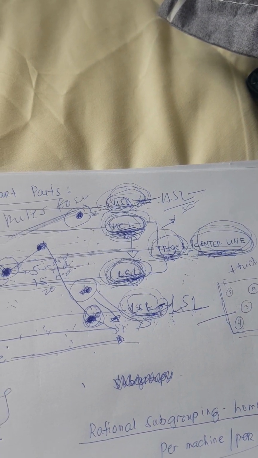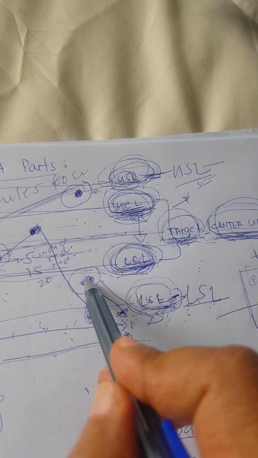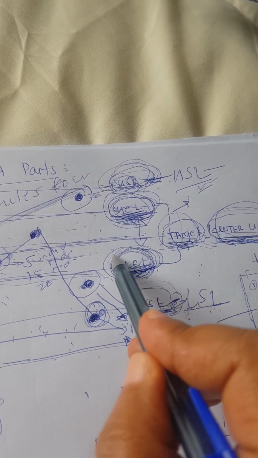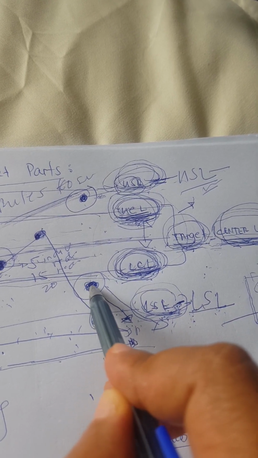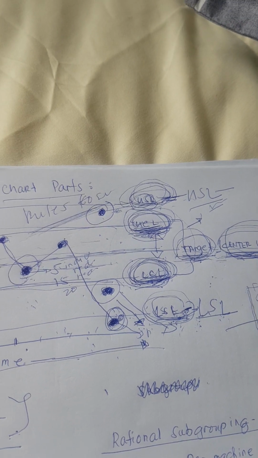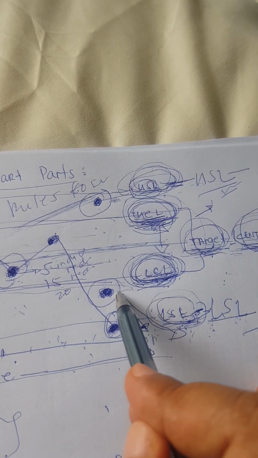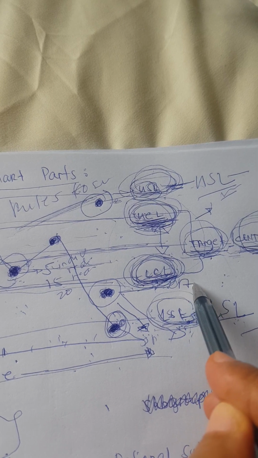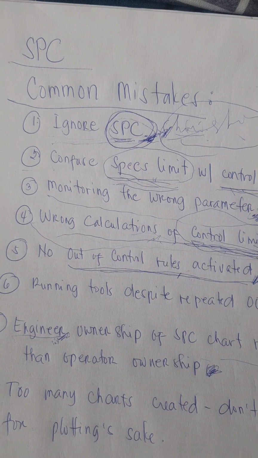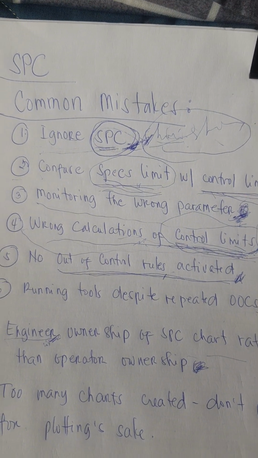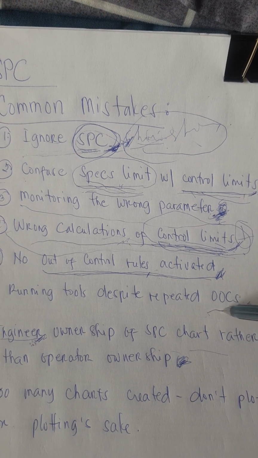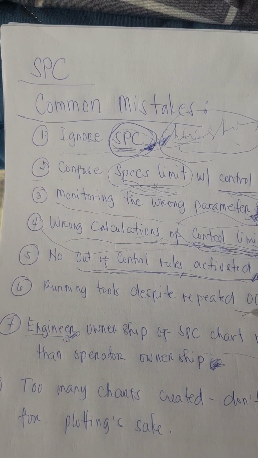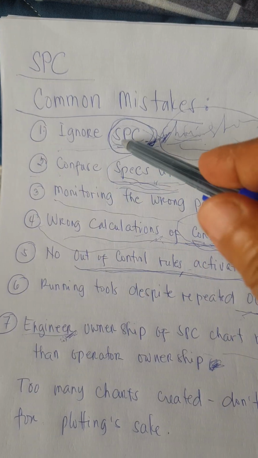So if ever we have points outside the control limits that we have implemented, we need to take action and understand why we have this. And definitely, we need to provide a corrective action. Number 5, no out of control rules activated. This is done. Running tools despite repeated OOCs. This one is not different from number 1.